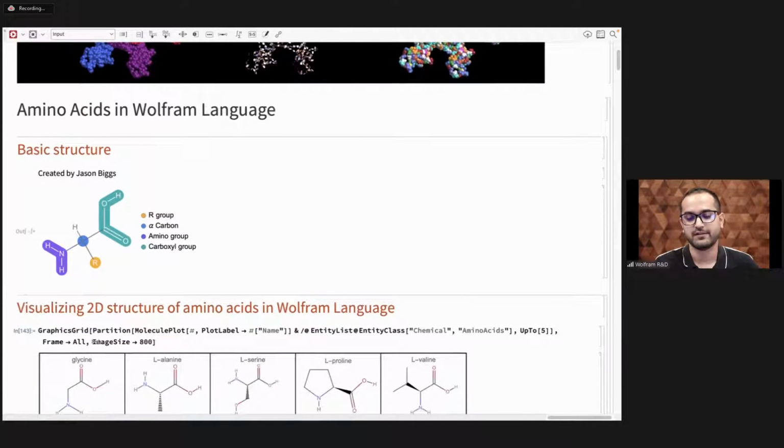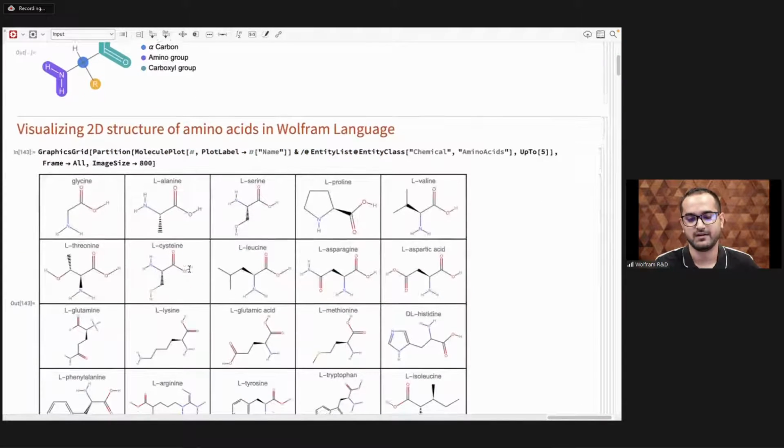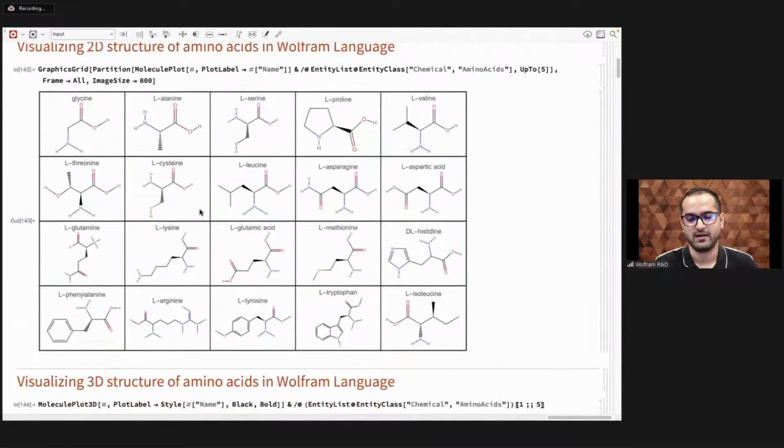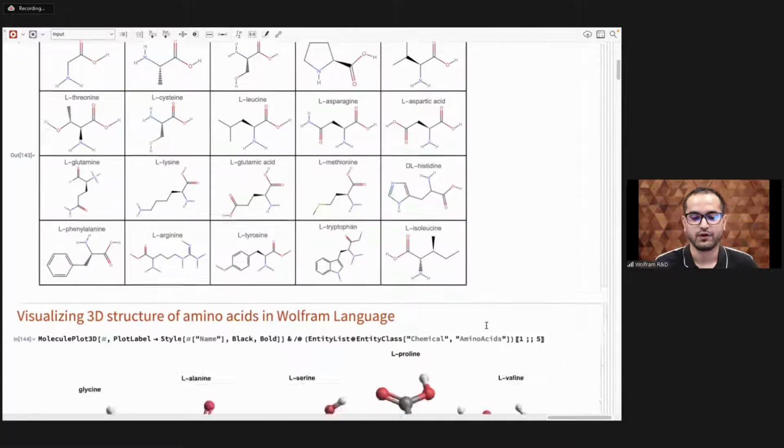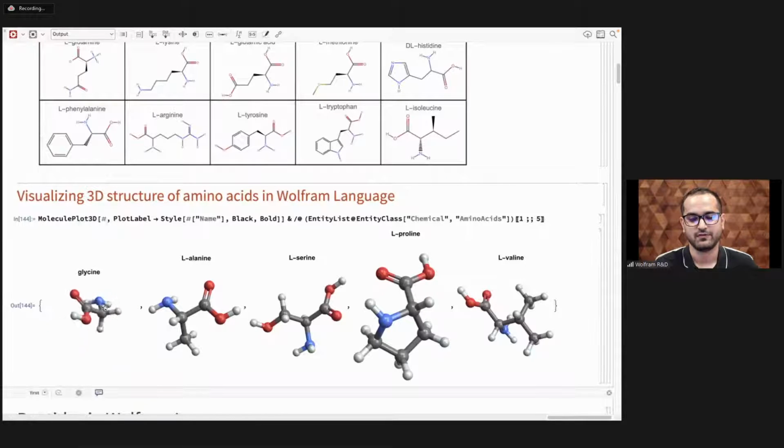You can visualize the 2D structure of amino acids in Wolfram language using the MoleculePlot function. This is the command, and it generates the 20 most commonly found amino acids in naturally occurring proteins as a 2D plot here. You can also visualize amino acids in 3D using the MoleculePlot3D function in the language. And here you see 5 of those amino acids with their names. This is obviously much more interactive than the 2D structures.